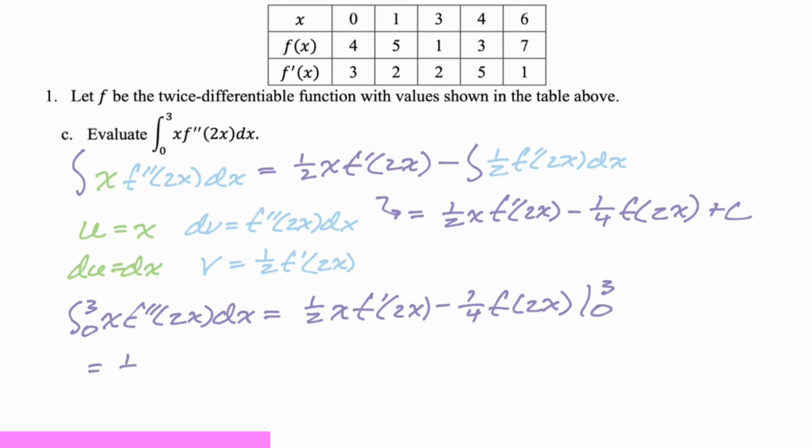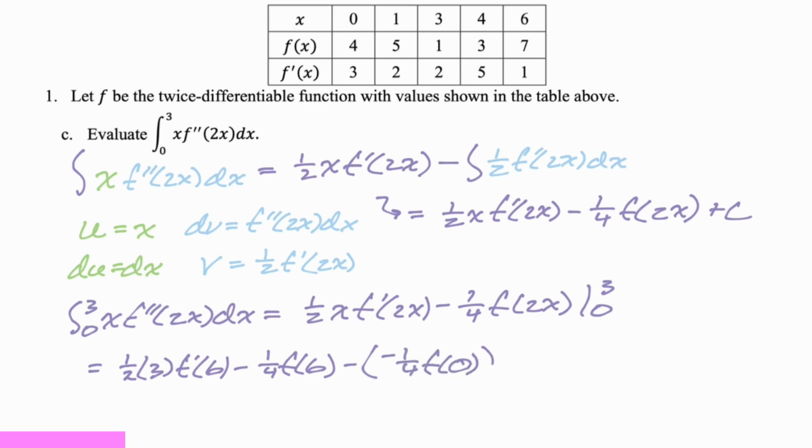We really have to read the table correctly here. The key is that we know the values at 6. If we didn't know the values at 6, we would be in trouble. We also need the values at 0, but we have those. So when you plug in 3, you get 1/2 times 3 times f prime of 6 minus 1/4 f of 6. So far, so good. And then minus, when you plug in 0, that first part, the 1/2 x, just goes away. So you get minus 1/4 f of 0.